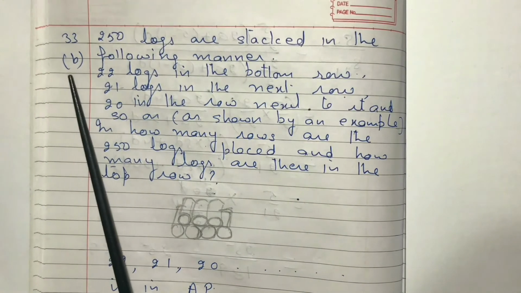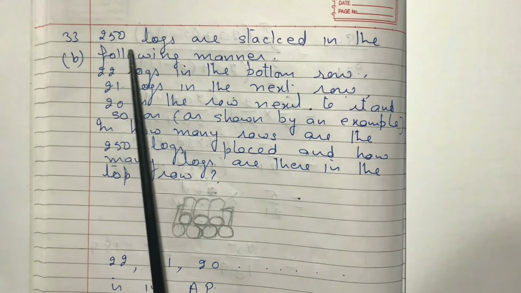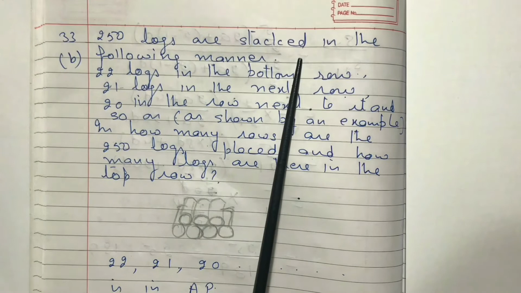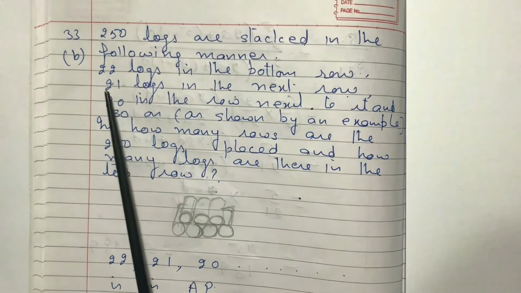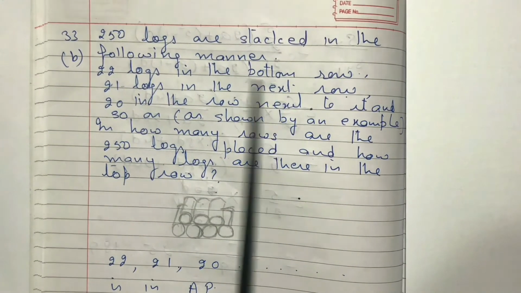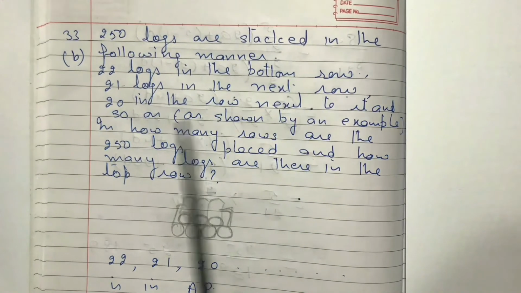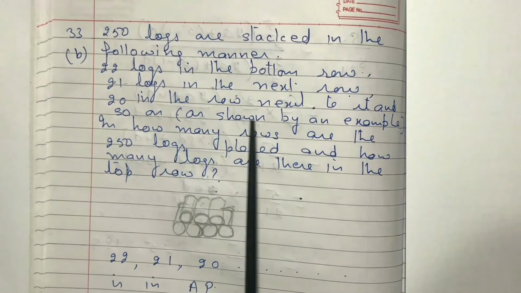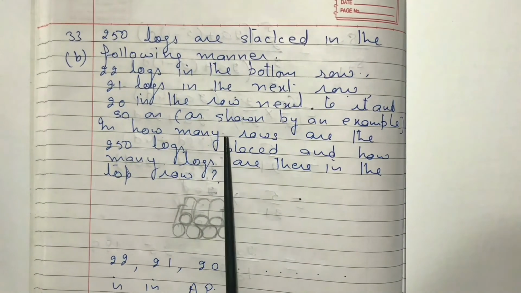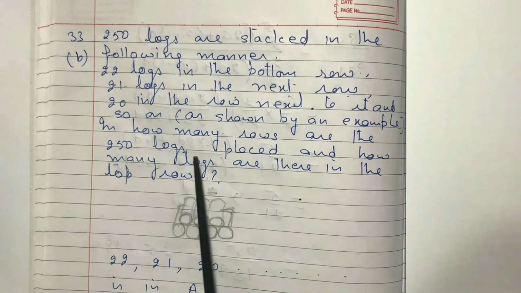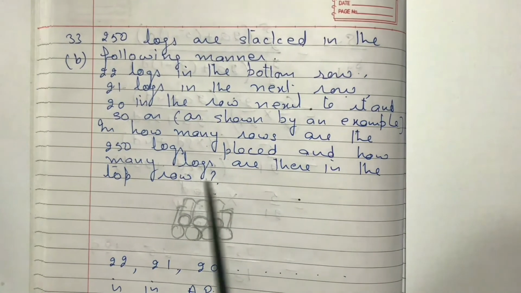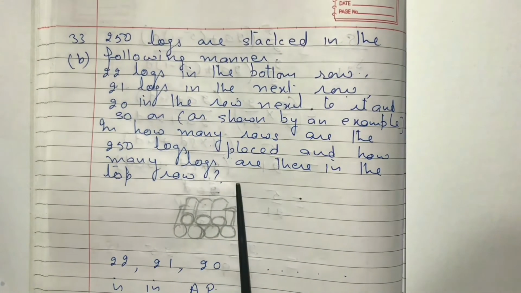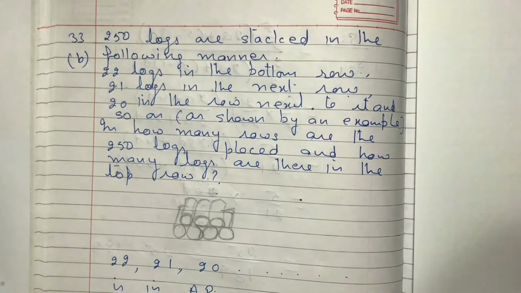Now 33rd question, B part. 250 logs are stacked in the following manner. 22 logs in the bottom row, 21 logs in the next row, 20 in the row next to it, and so on, as shown by the example. In how many rows are the 250 logs placed and how many logs are there in the top row? Now you will see.